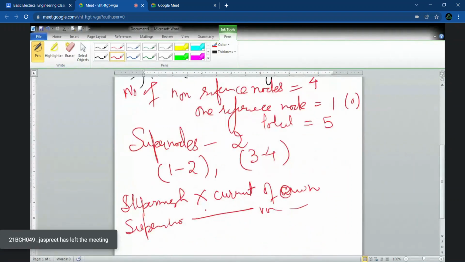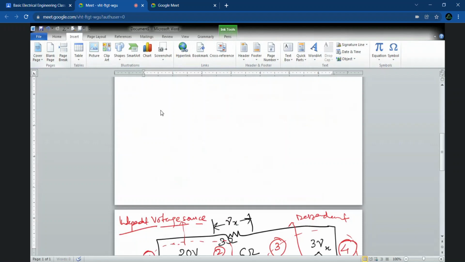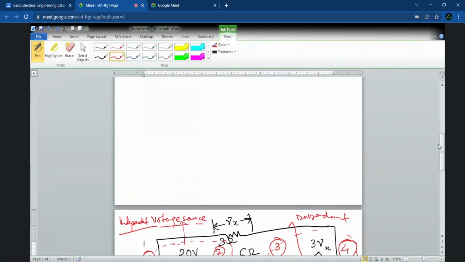One is KCL and one is KVL. Same here also, we will be writing the equations using KCL and KVL. Is it clear? We had discussed that in case of the supermesh also. What was that? That we need to get the number of equations by using the two principles, or two laws, that is the KCL as well as the KVL. Now here we will be writing the next property of the supernode.